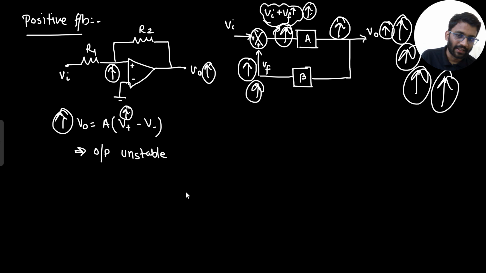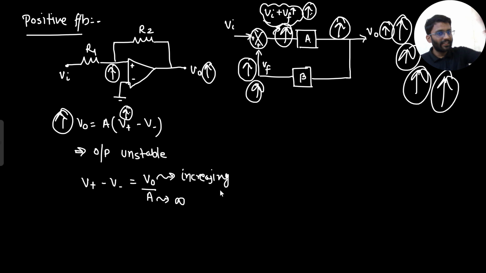And if my output is unstable, then what I was doing in the previous analysis, that V positive minus V negative is V naught by A. So A is going to infinity, but the output is increasing. It can be continuously increasing or continuously decreasing. It can be both. So I will say unstable output.